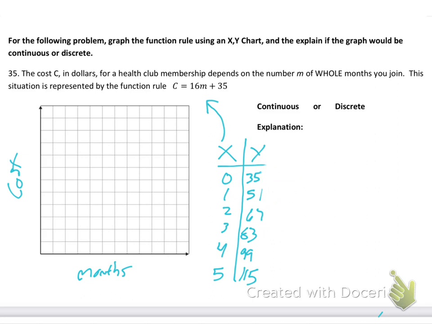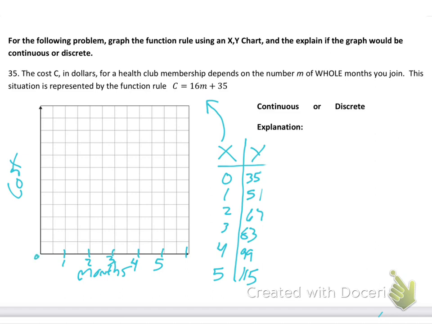So I have all my points here. And what I have to do is I need to take for my x, I have to use all of this here. And so what I'm going to do is come up with the number of lines. So that's 2, 4, 6, 8, 10, 12. And my biggest number is 5. So let's just do 2. So every 2 lines is 1 month, 2 months, 3 months, 4 months, 5 months.